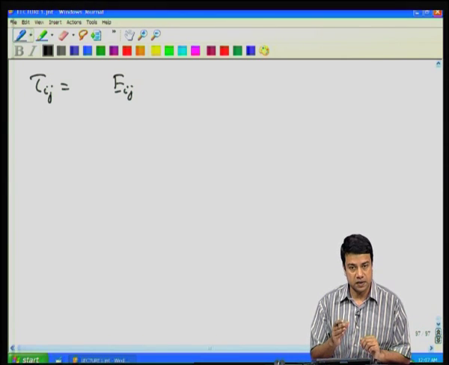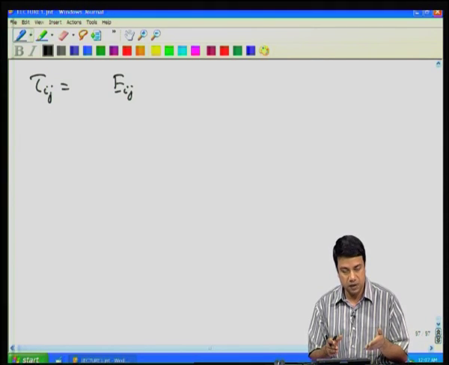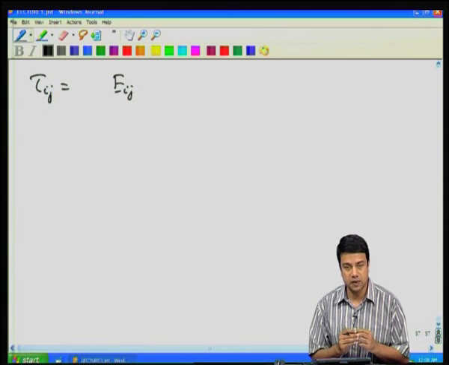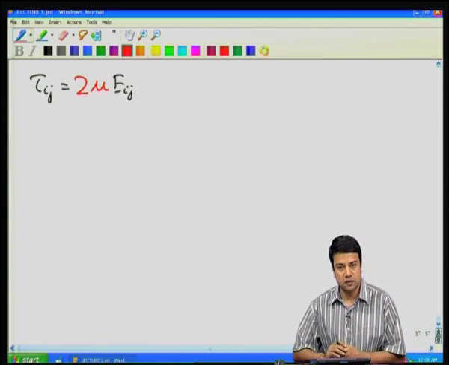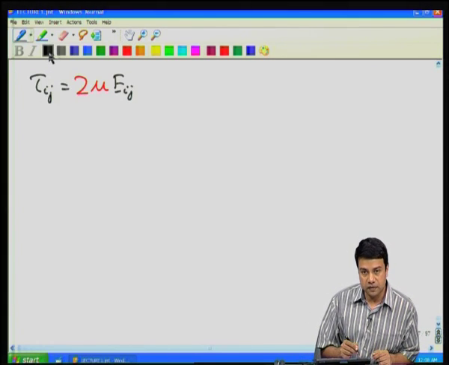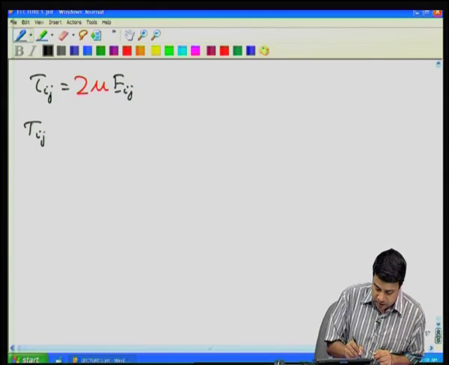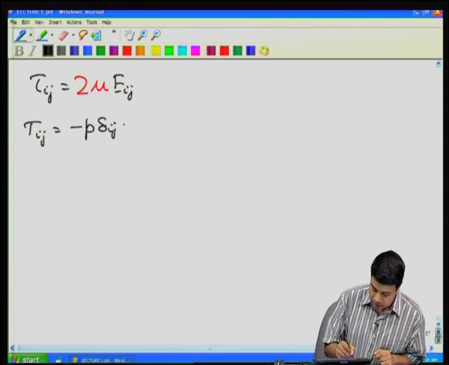And if it is a linear relationship, I cannot have a dependence on the isotropic part, because then this stress will not be traceless anymore. And this coefficient is actually 2 mu times E, where mu is the coefficient of viscosity. For a linear stress rate of deformation relationship, the general expression for the stress tensor is equal to minus p times delta ij, the part that is non-zero even in a static fluid, plus 2 mu times Eij.